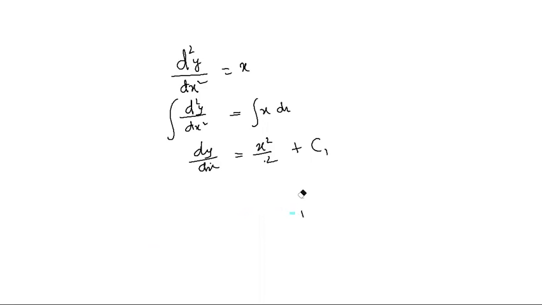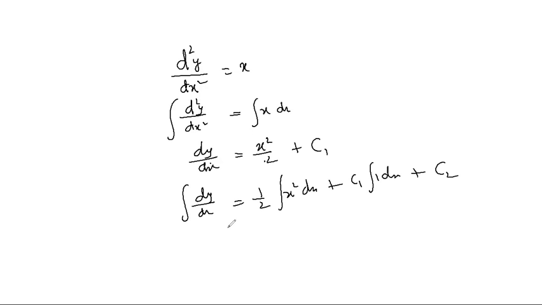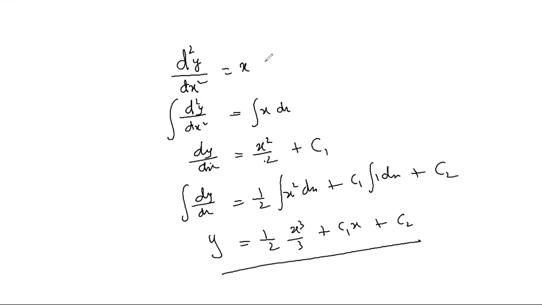You might get confused, so I need to integrate this again. When I integrate this, it will become like this. When I integrate this, it will become a constant like this, and a new constant will come in. So y is 1 by 2 x cubed by 3 plus c1x plus c2. This is a general solution of this differential equation.